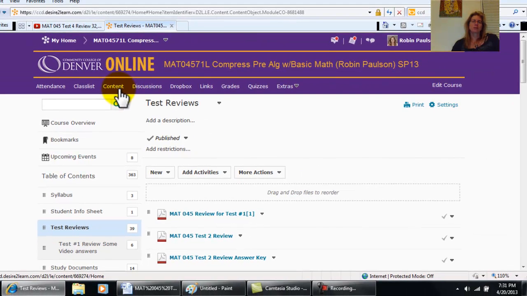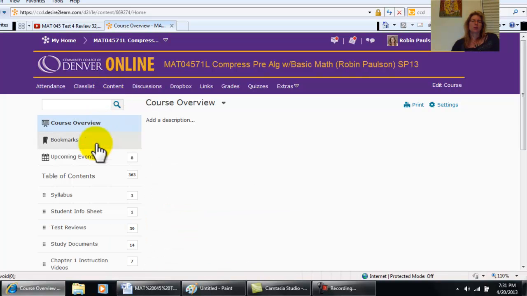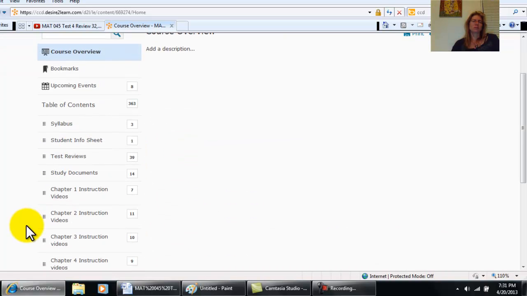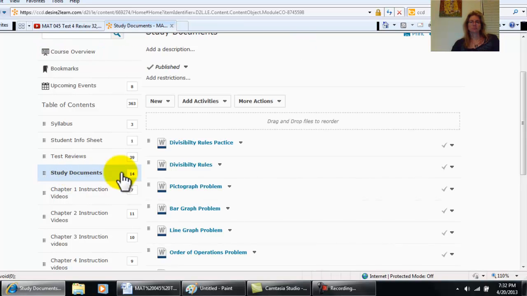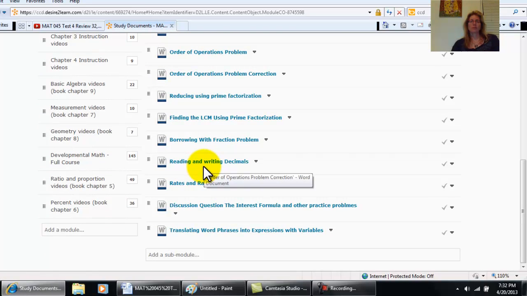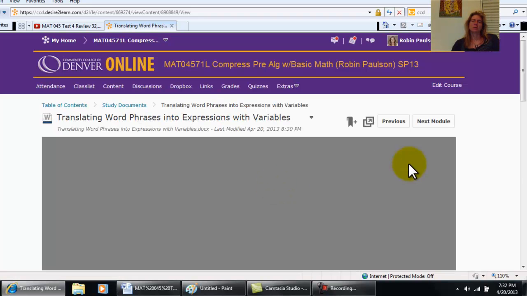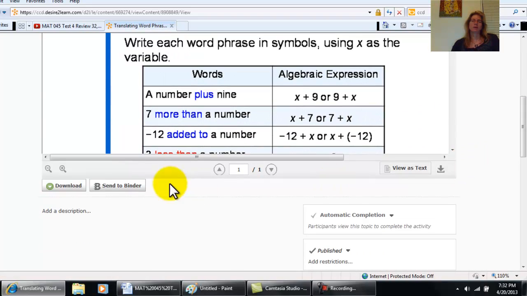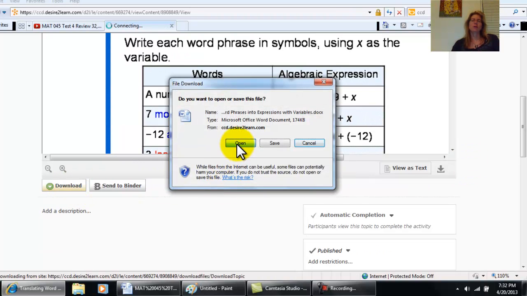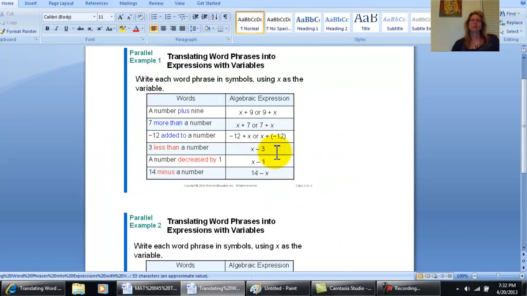And if you go to content, which I'm already in, I'm going to hit that. You look at the table of contents, and test reviews is where you find these videos, of course, and study documents is where I loaded a form for you to look at called Translating Word Phrases into Expressions with Variables. So open that up, and when you hit download here, you can open it up all the way so you can fill your screen.